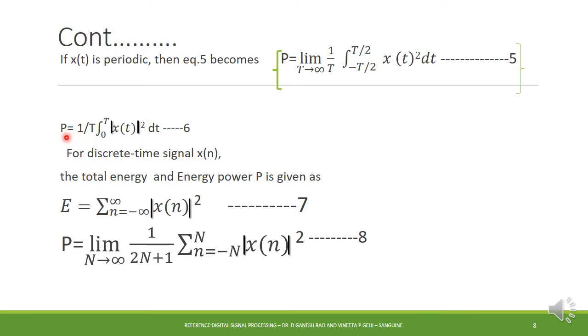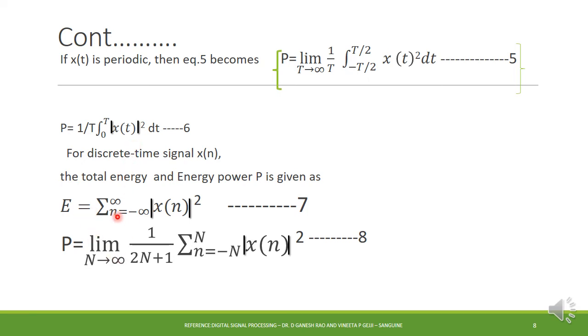So this is the equation for the continuous time signal. This is the power equation for the continuous time signal. Next, the same equation we have to do for the discrete time signals. The same equation you are going to get, but the only change is you have to change t to n. When you change from t to n, the same equation becomes the equation for the discrete time signal.